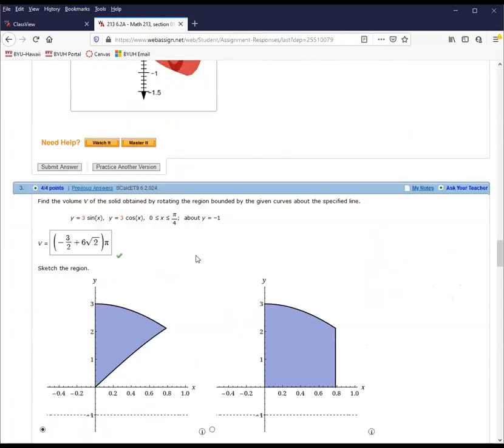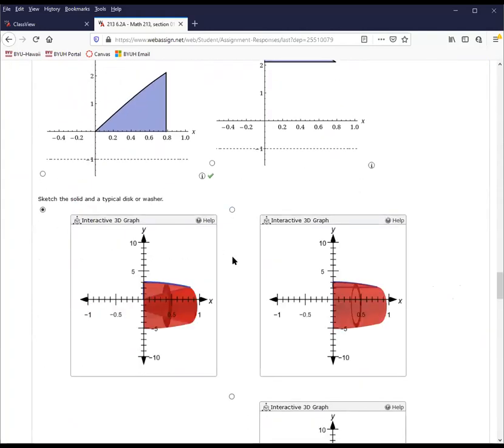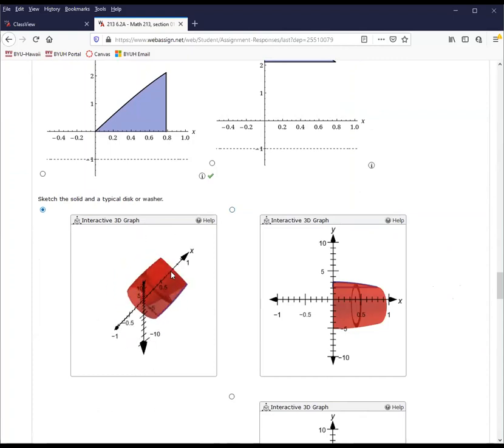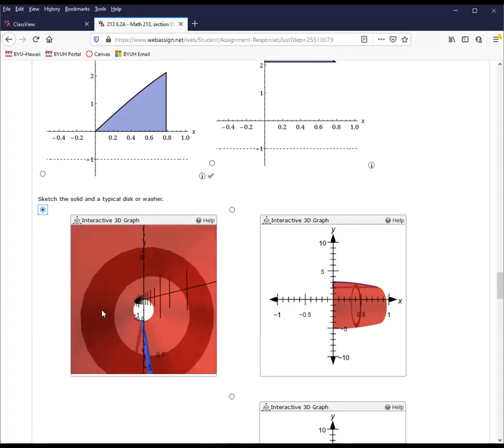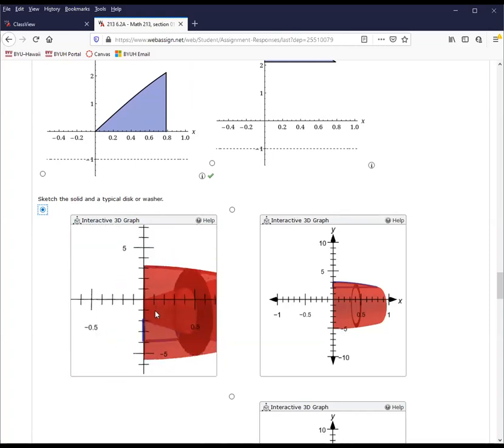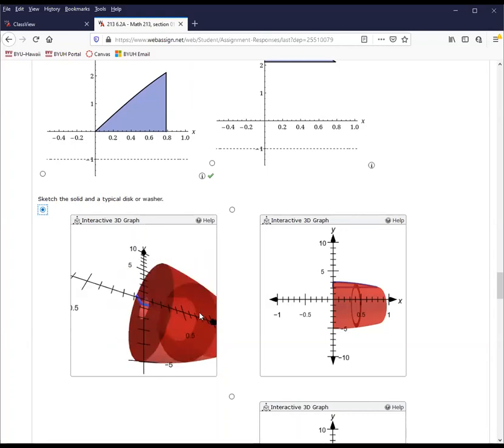Here's number 3. It's this first one right here. So here you can see that you're revolving this about the axis y equals negative 1. So this is the middle of the axis right here. You can see right there at negative 1, and then at negative 2, this one goes down to negative 2. So this goes down to here, and so that's kind of what it looks like.